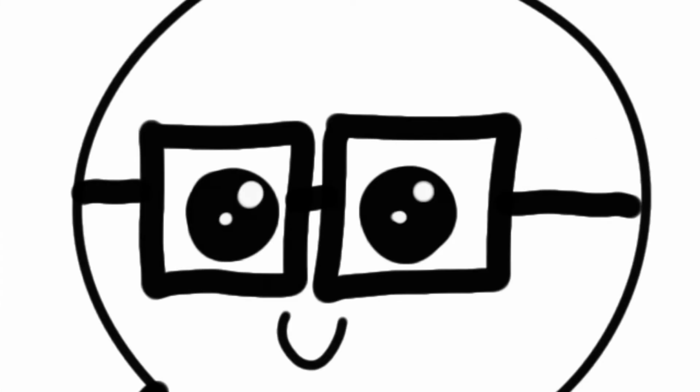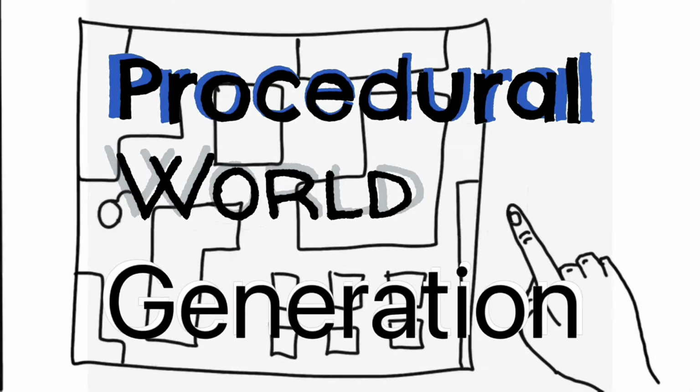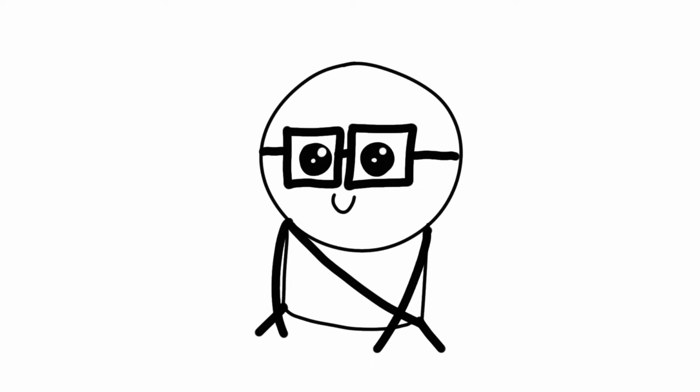Okay, so here's the idea. I want to make a Backrooms game that randomly generates its rooms, so that every time you join the game, you get put in a different setting. This is called procedural world generation. Here's the problem: I have no idea how to replicate something like that.